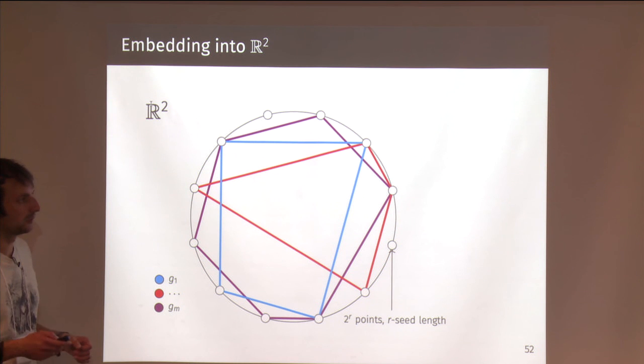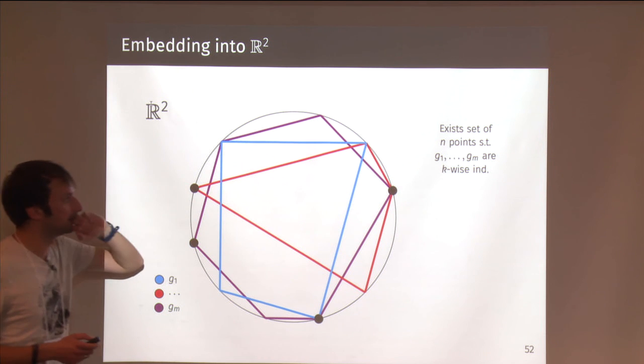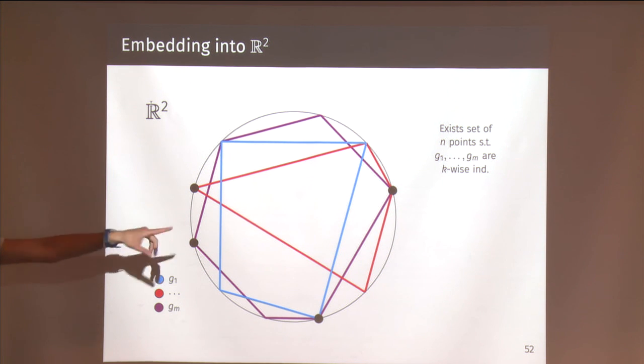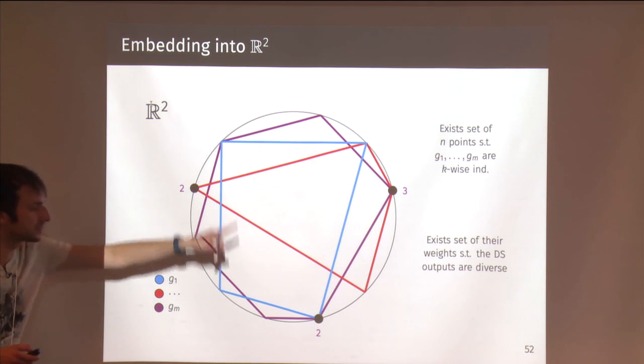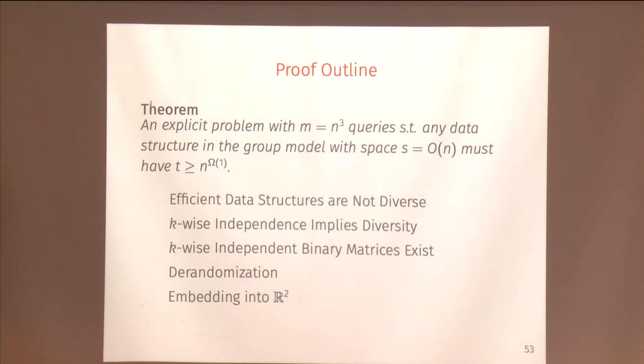I have n cube ranges for which I'm proving a lower bound. By k-wise independence, I know there exist n points that give me a k-wise independent incidence matrix, and then I know that a random set of weights on these points would actually imply a diverse output of a data structure. All right, so that's the sketch of the proof. We get these n cube very explicit queries.